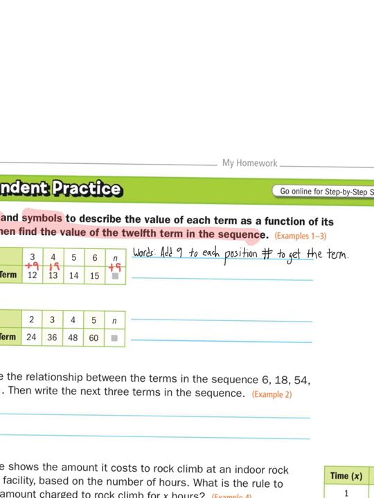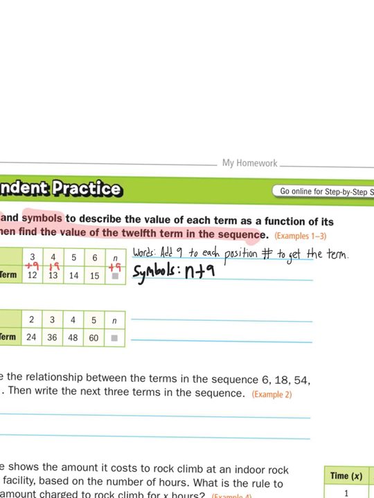Now the next part says symbols. So remember, symbols are supposed to be a shortcut for words. Now remember right here where I wrote down n plus 9? Well, that's going to be my symbol. So I'm just going to write down for symbols n plus 9. So 2 of the 3 things are done.